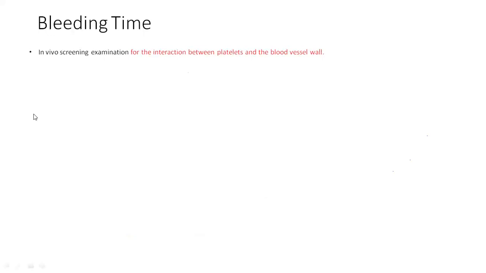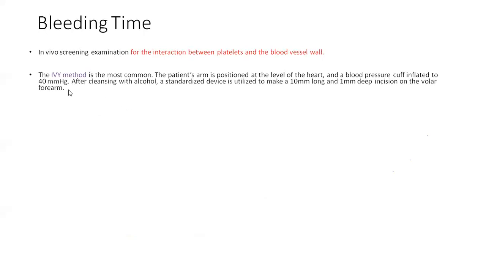Bleeding time is a screening test for the interaction between platelets and the bleeding blood vessel wall. The commonest method is the Ivy method, but it's very painful for the child, so we are not going to do that. Here you inflate the BP cuff to 40 mm Hg and make an incision 10 mm long and 1 mm deep on the volar aspect of the forearm. This is the template method, which is standardized now. Previously, nicks were used, which are not advisable now. That was the Ivy method; it's the template method now.